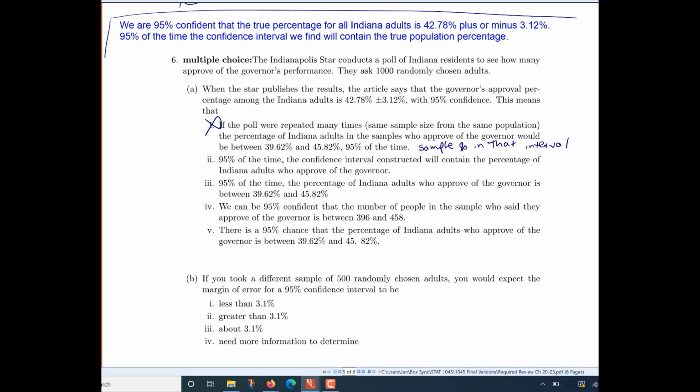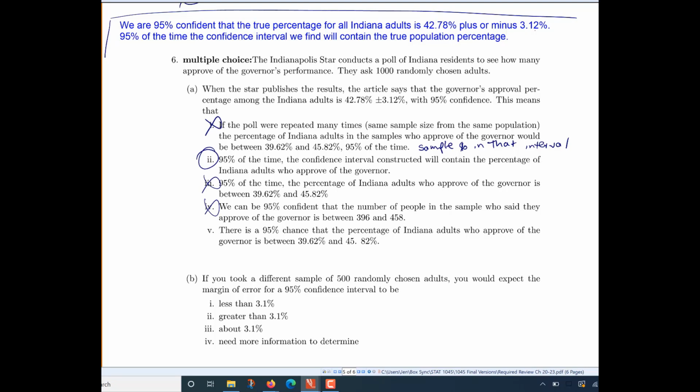95% of the time, the confidence interval constructed will contain the percentage of Indiana adults who approve of the governor. That's what I wrote up above, so that works. 95% of the time, the percentage of Indiana adults who approve of the governor is between that and that. Nope, doesn't sound right. We can be 95% confident that the number of people in the sample who said they approve of the governor is between 396 and 458. Nope, doesn't match.